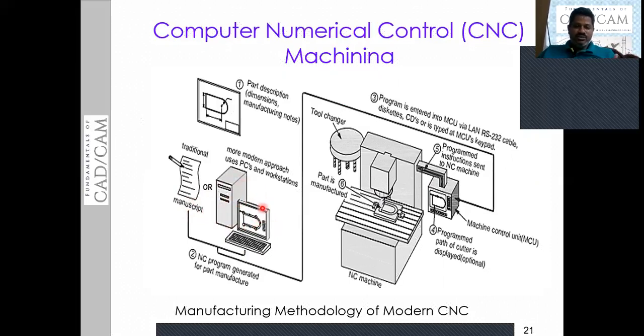This is the advantage of the computer numerical control machine. You can easily modify the program if you find any error as per the manuscript. Even you can reuse that program any number of times.